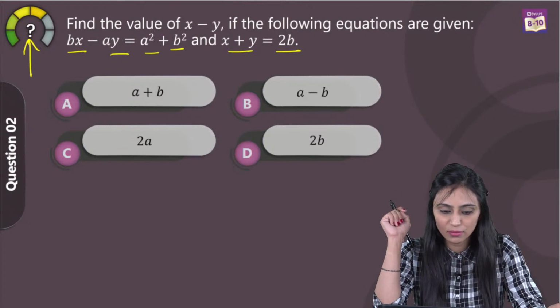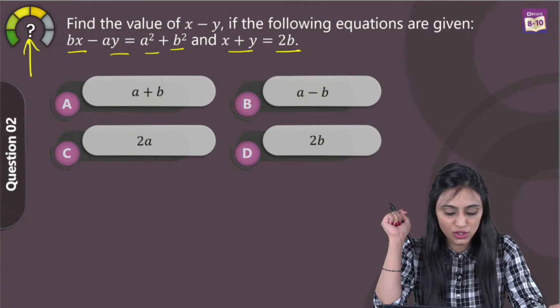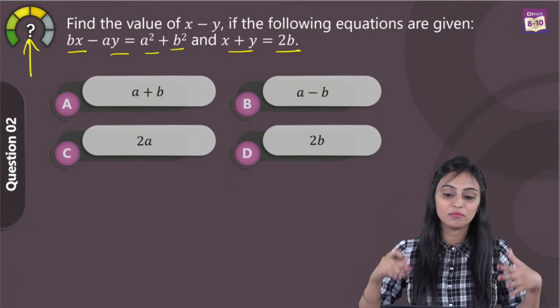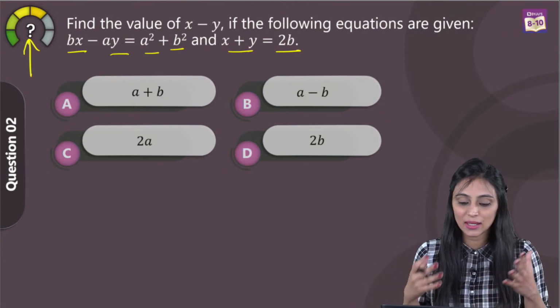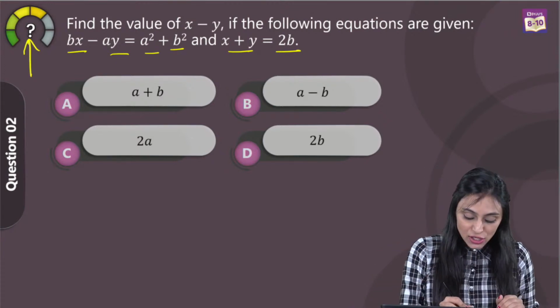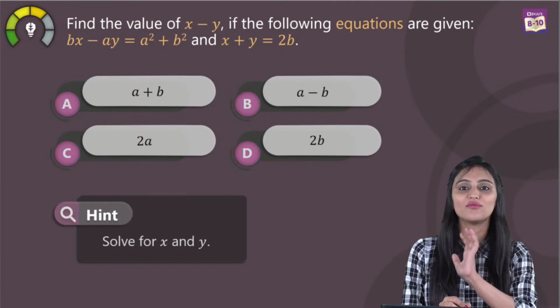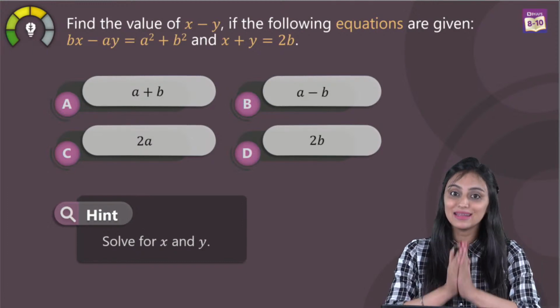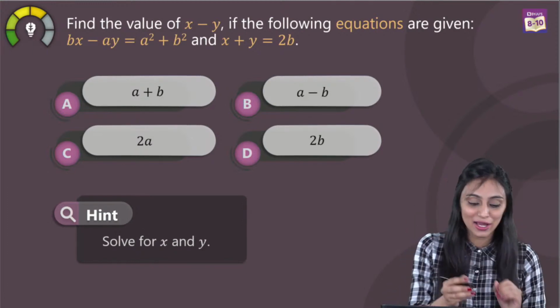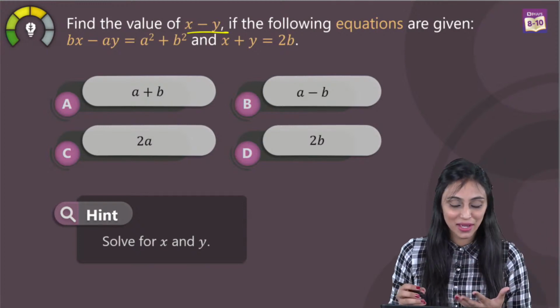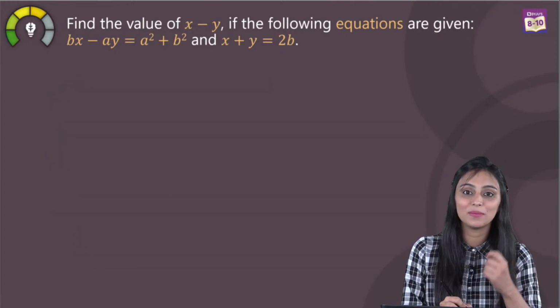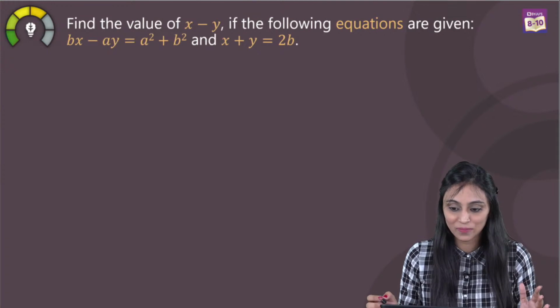Bring a to one side and b to another, Aditya says. Okay, Gayatri says multiply equation 2 with b or a. So basically you are telling me elimination, then you subtract them. Elimination, absolutely. Okay, so what we are going to do here is solve for x and y. That means I need the value of x and y to get the value of x minus y. So to solve this, I'll be applying the elimination method over here.